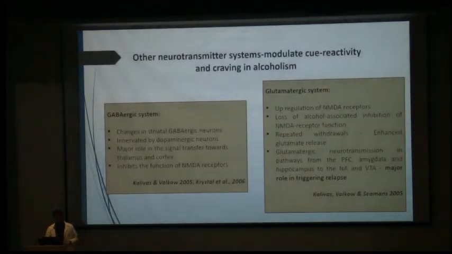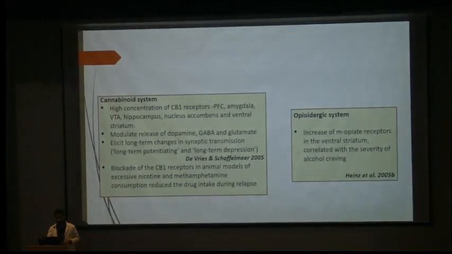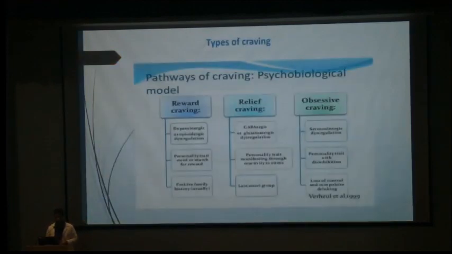There are other neurotransmitter systems involved, like GABAergic, but the important one, which is being studied along with dopamine over the last decade or two, is the glutamatergic system, and most of the role has been found in triggering relapse. Memories induce release of dopamine, which is not higher than usual responses, but salience gets attached to it through the glutamate system. There are also cannabinoid and opioidergic systems. I'll not go into the details of these. We'll discuss them further. But let's quickly review the types of craving and the accepted models of craving.